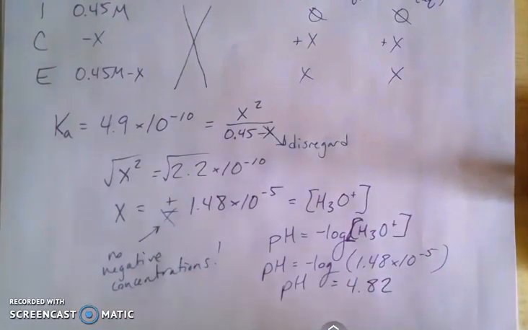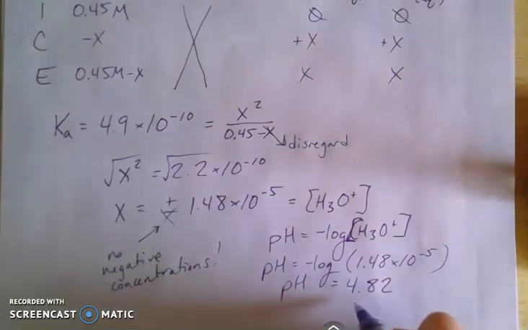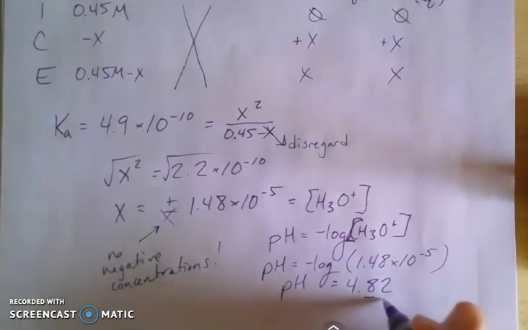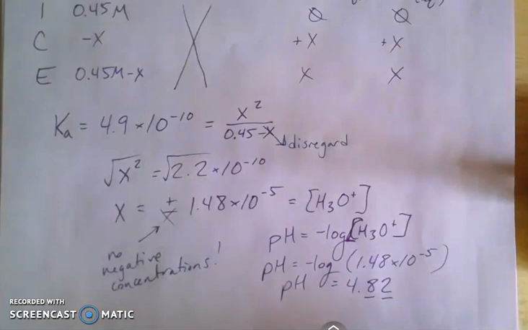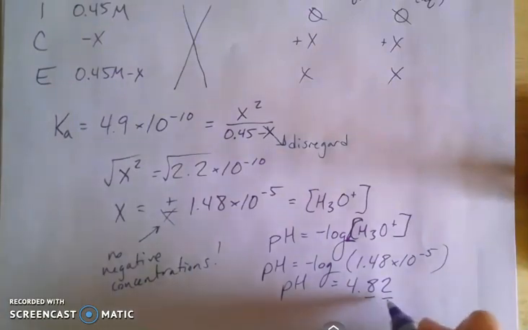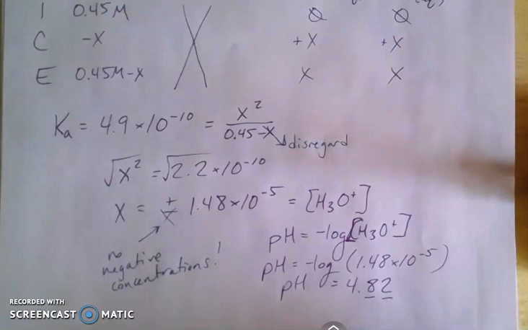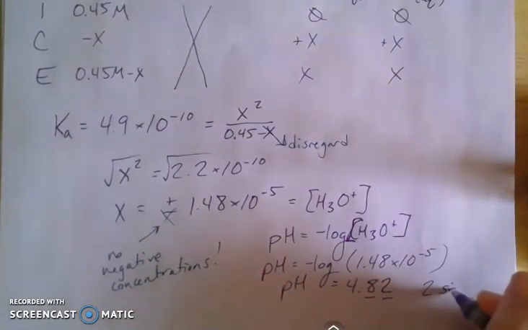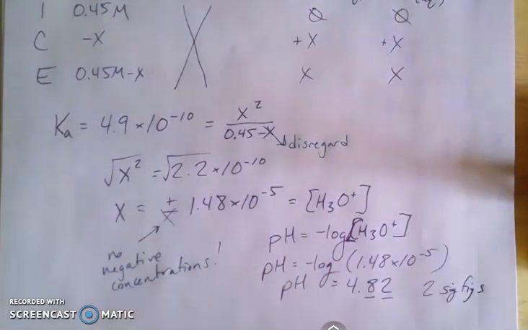And when I plug that in, then I end up with a pH of 4.82. Now, if we're thinking about significant figures, which we always are because we're scientists and we value precision, then remember that for logarithmic operations, the number of significant figures is represented by the number of decimal places that you have. So if I have 2 decimal places here, that means I have 2 significant figures, which is what I'm looking for. So that's my final answer.